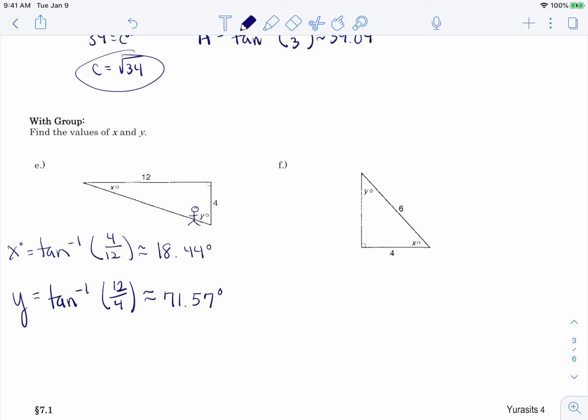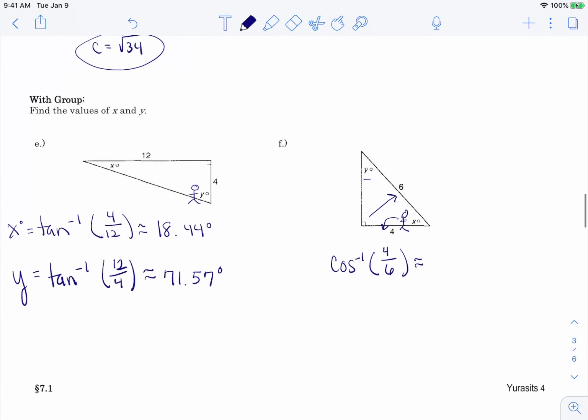Okay, so the next one, let's just make sure it's sinking in. Again, you know you're clearly looking for angles. I don't have to solve the triangle. When it says solve the triangle, you have to solve for everything unknown, but this is just saying solve for X and Y. All right, I'm going to stand at X first. I'm clearly looking for an angle, so that means I'm going to use the inverse function. 4 is adjacent to me, while 6 is the hypotenuse. So adjacent and hypotenuse, that is cosine. Inverse, and that's adjacent over hypotenuse.